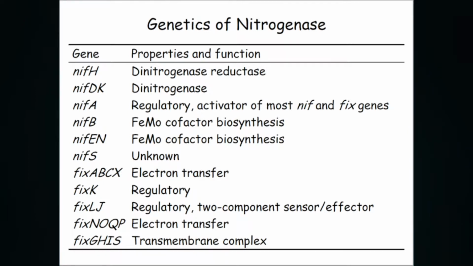If you're missing one of these genes, if somehow there was a mutation of some type, or somehow the genome wasn't copied properly during the reproductive cycle, you're not fixing nitrogen. You just need to lose one gene.